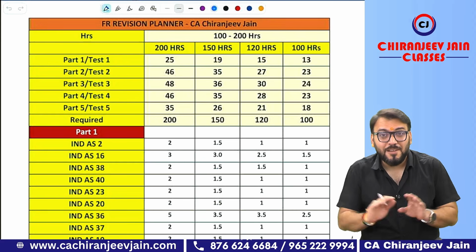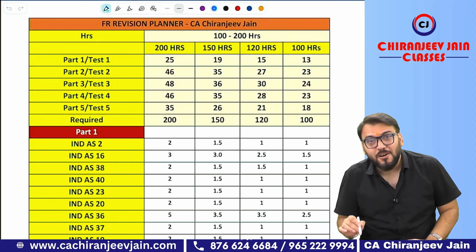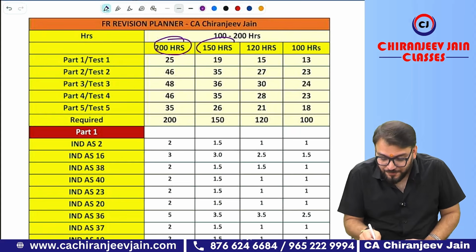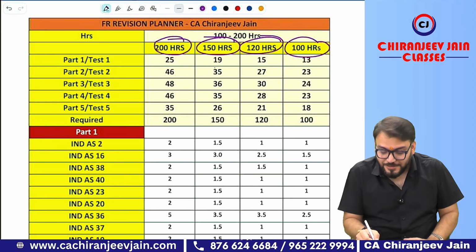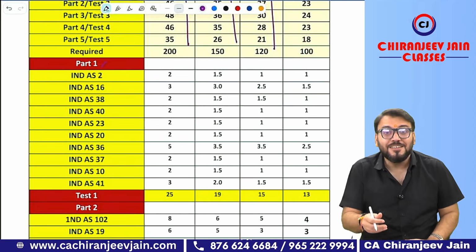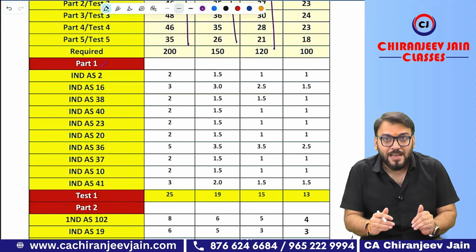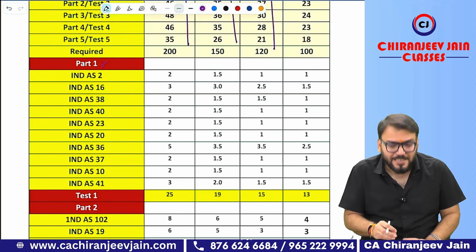Now, what I have done is divide the entire syllabus into 5 parts. And you can see part-wise number of hours is also given. Whether you are revising FR for 200 hours, 150 hours, 120 hours, or 100 hours as the case may be, the number of hours is allocated. Means if we come to part 1, which chapters it contains is also mentioned. In part 1, you can see I have considered all the asset related Ind AS and also some Ind AS related to liability.